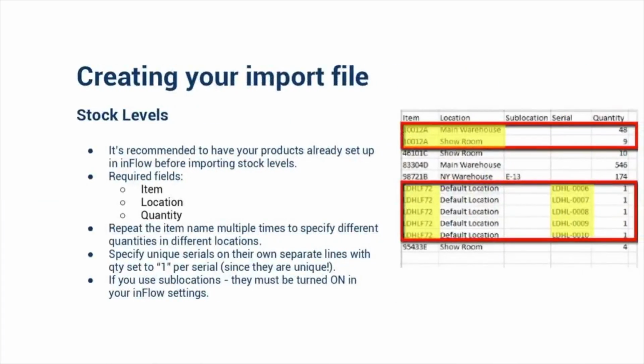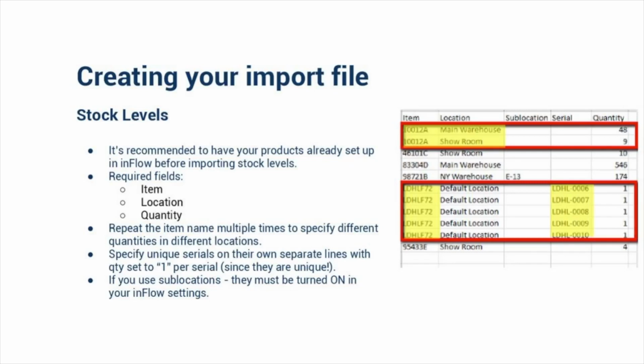So another thing that a lot of people ask us about is how to import your stock levels. Before you import your stock levels, we recommend having your products already set up in inFlow. That way, all of your product details are already there in the program. Because in a stock levels import, there are only 5 columns that can be imported into the program. So you can only import your item name, your location, your sublocation if you're using those, serials if you're using those, and your product quantities. So there's only those 5 columns that can be imported in.